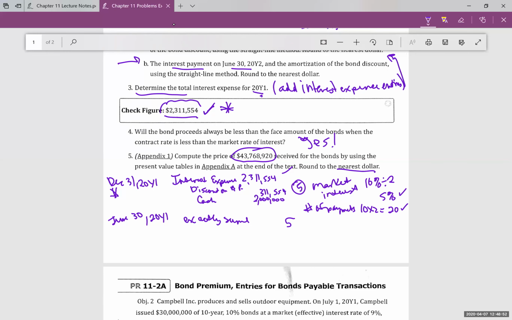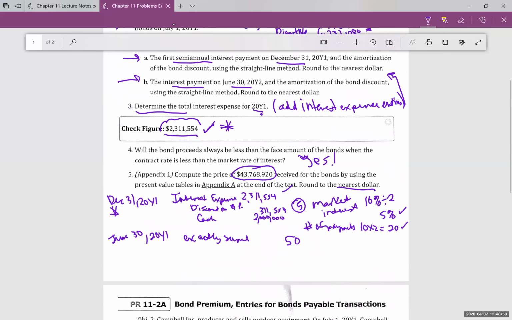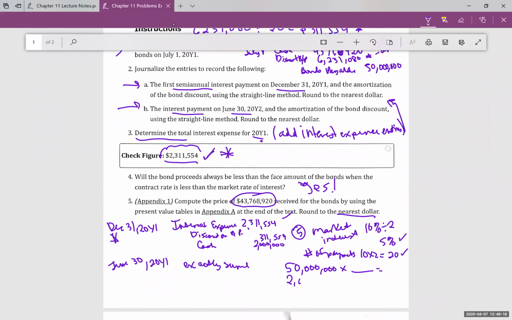You're going to be taking the face amount of this thing. Is this a 50 million? Yes. You're going to be taking the 50 million times a factor from the first table using the 5% column and the 20-year row, and then you're going to be taking the interest amount, which was the 2 million. You're going to go to the annuity table to get that factor, and you're going to be using the 5%, 20. Multiply those two things together, add it together. Okay, add those two numbers together, and you should come up with this check figure of 43,768,920.